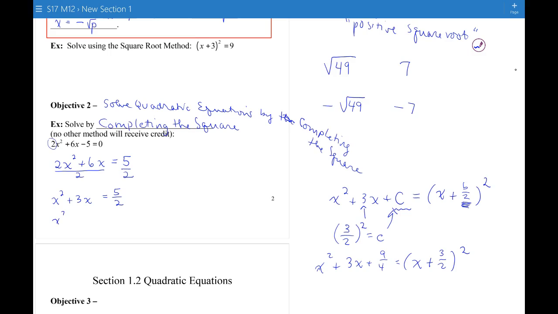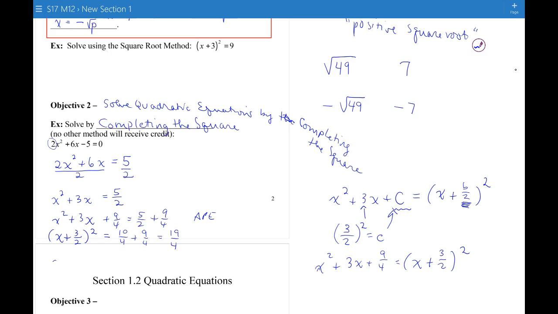So if I add 9/4 to both sides here, I haven't changed the equation. I'm using the additive property of equality. And then this is the perfect square binomial, x plus 3/2 quantity squared. And now I need to turn this into 10/4 plus 9/4. So that's going to be 19/4.